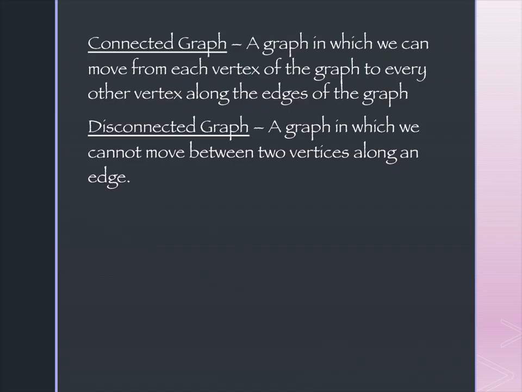So if you want to think of real world examples of things that are connected versus disconnected, you have to make a connection of what things are. So let's say that each vertex is a city, and our edges are roads. Now, this may not be a perfect example, but it does pretty well for this connected versus disconnected idea.